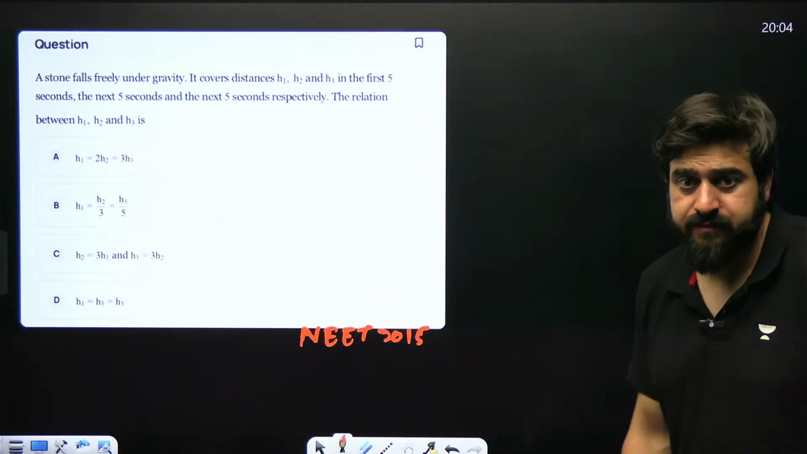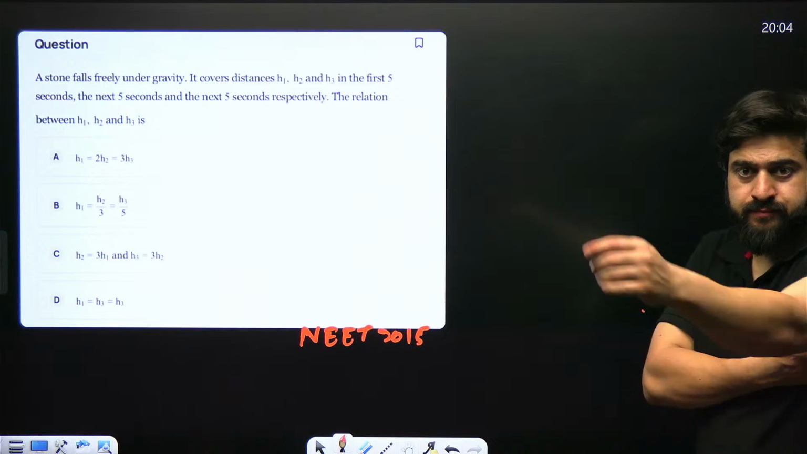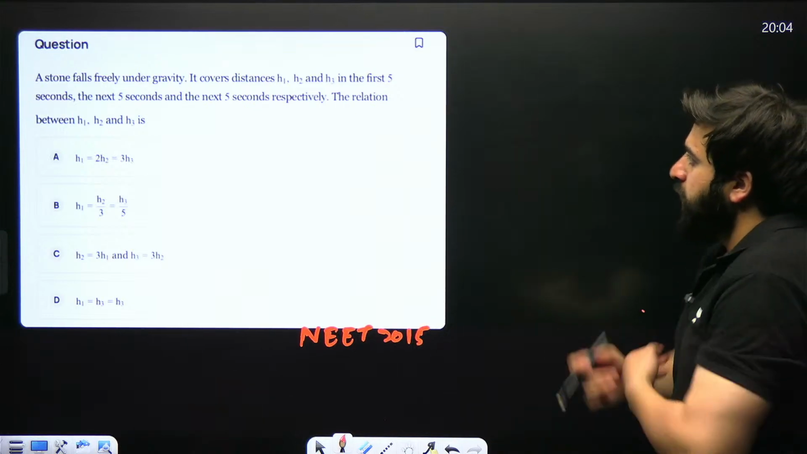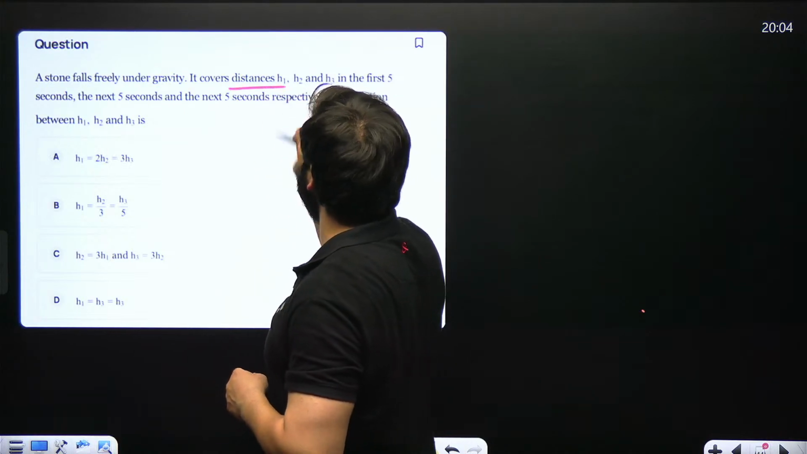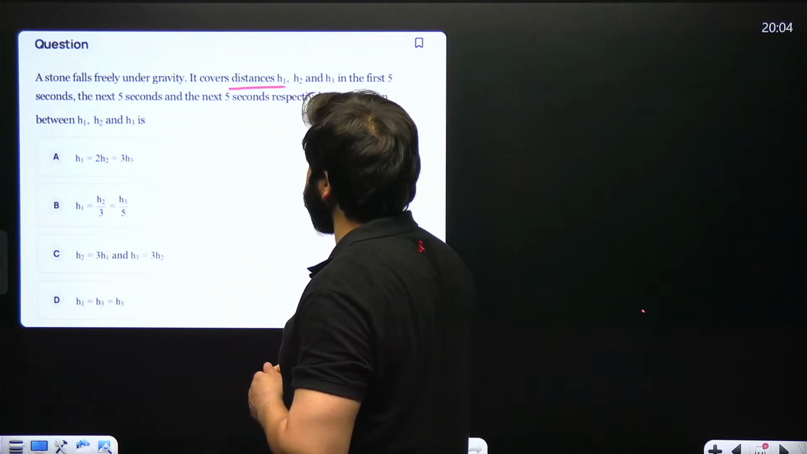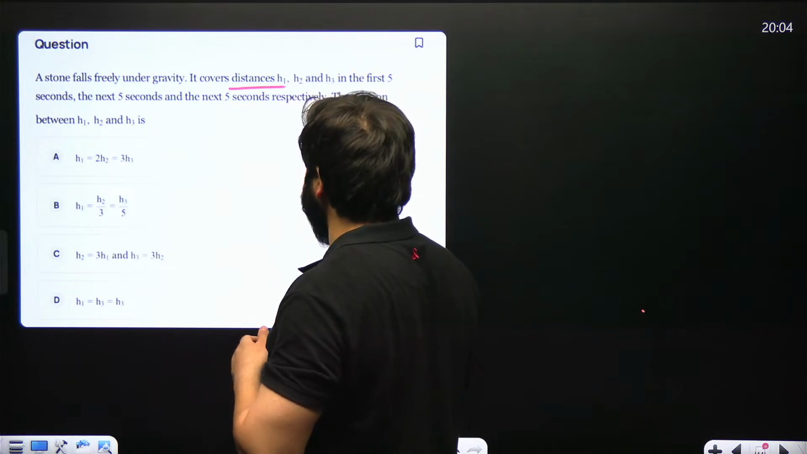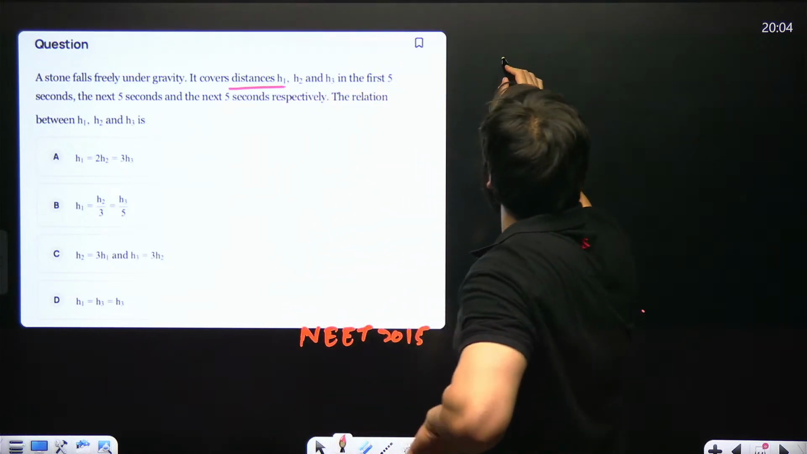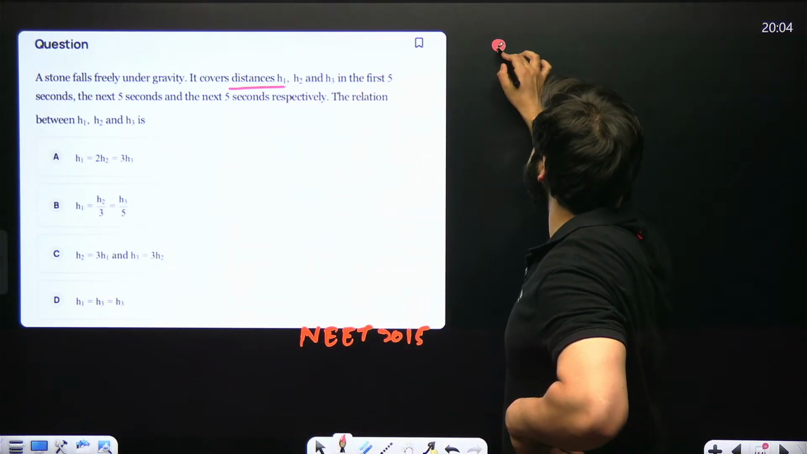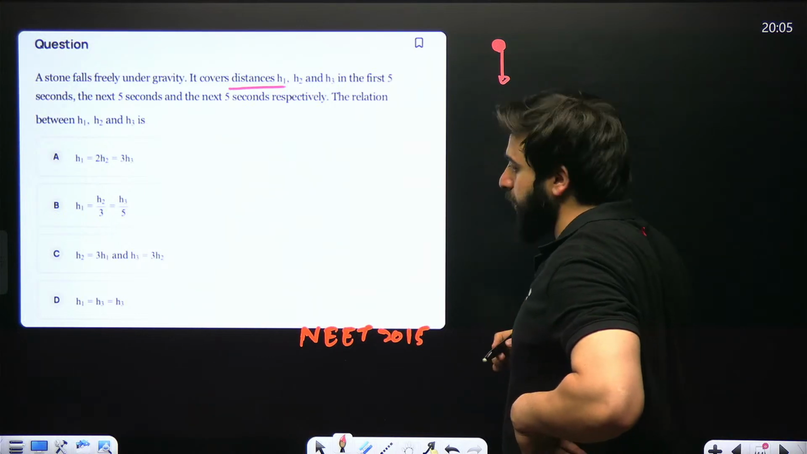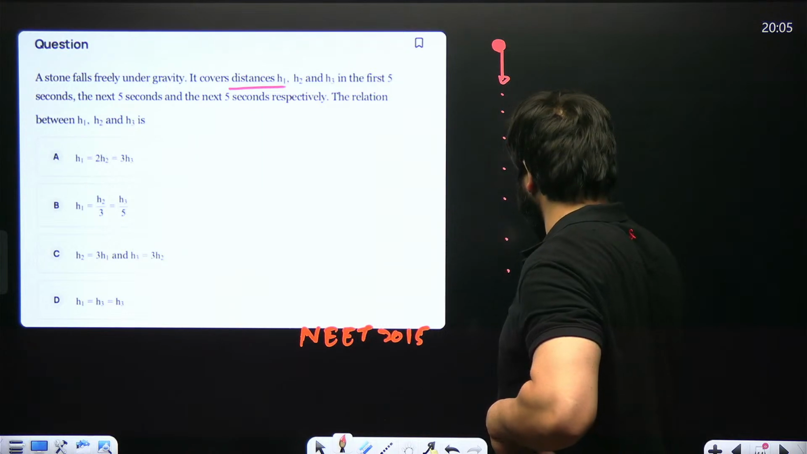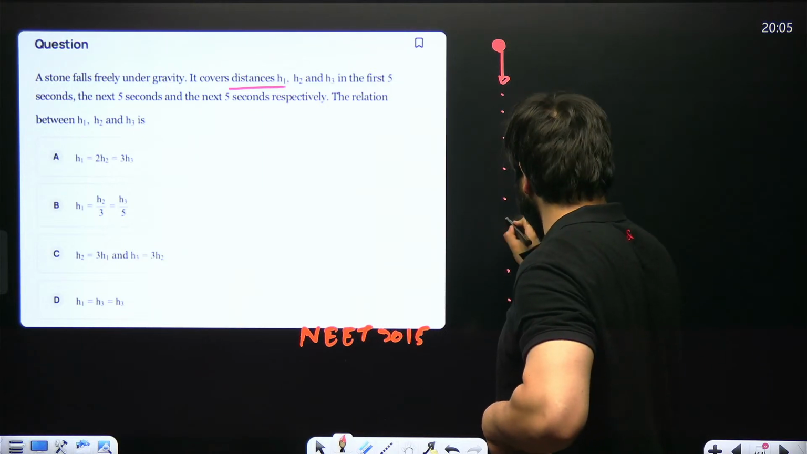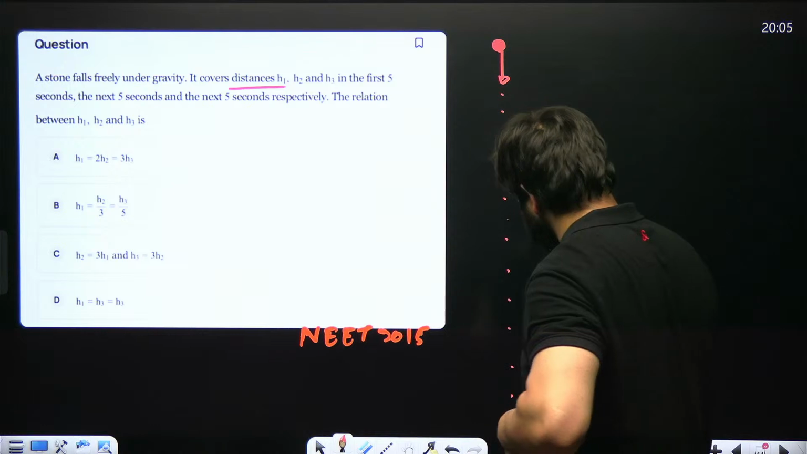Next we have this question. A stone falls freely under gravity. It covers the distances h1, h2 and h3 in the first 5 seconds, next 5 seconds and next 5 seconds. We have released a stone over here. Okay, so let's suppose the stone falls something like this.